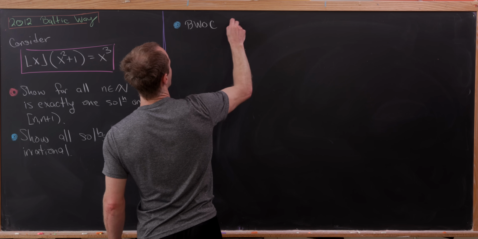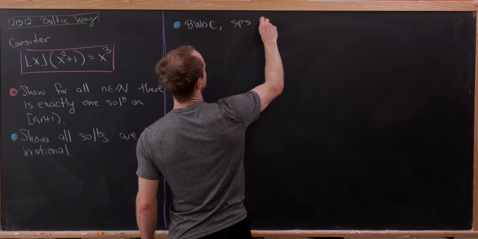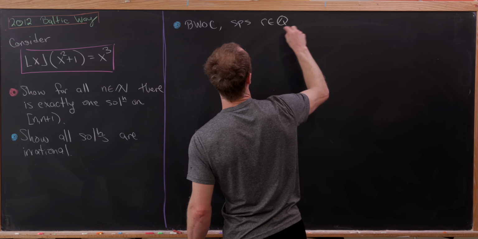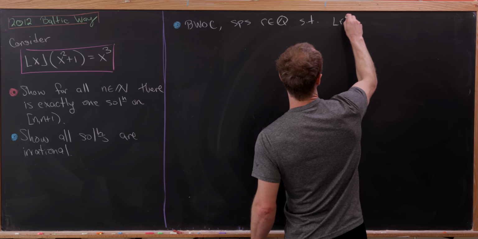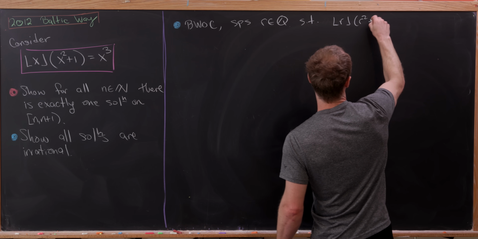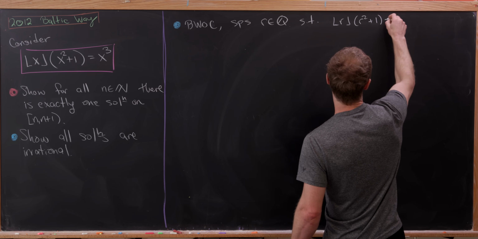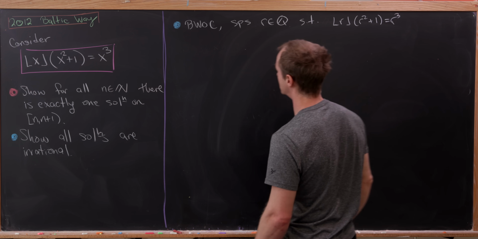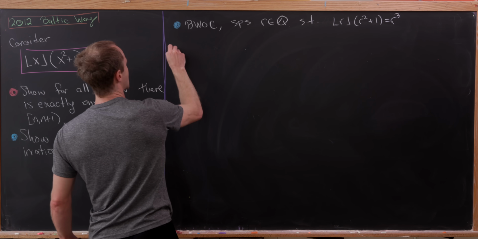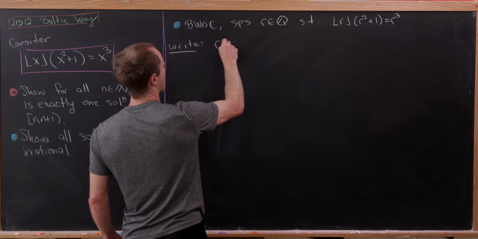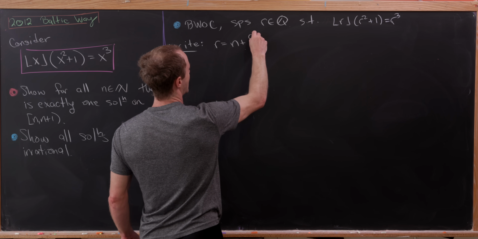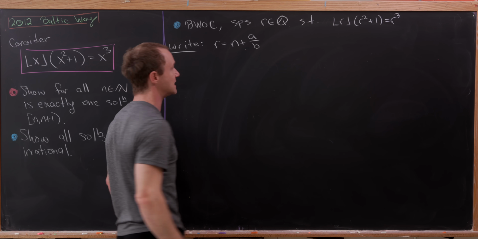So by way of contradiction, let's suppose that we've got something that I'll call R, which is a rational number, such that the floor of R times R squared plus 1 equals R cubed. Okay, but now what we'll end up doing is we'll write R as a natural number plus A over B.